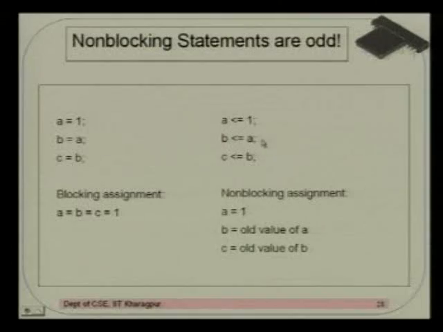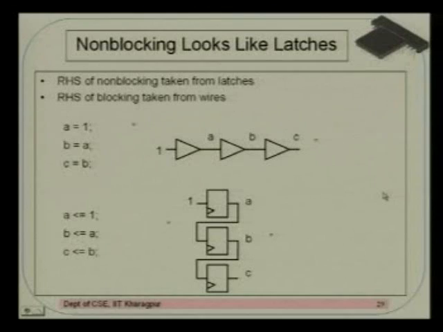Can you tell me? Can you categorize as combinational and sequential, for example? So there is an old value of A, which means there is a notion of time, right? So therefore this would be better to describe your sequential logic, okay, and this would be better to describe your combinational logic, okay. So therefore the hardware looks like this.